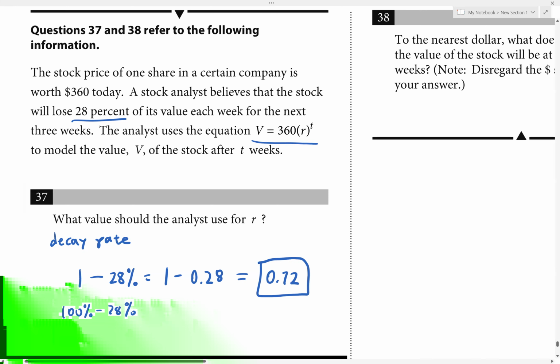So we're going to use that number to plug it into the model here. Okay, so if it's a percent decrease, we subtract from 1. If it's a percent increase, we add it to 1, and that will give us the r value that goes inside.